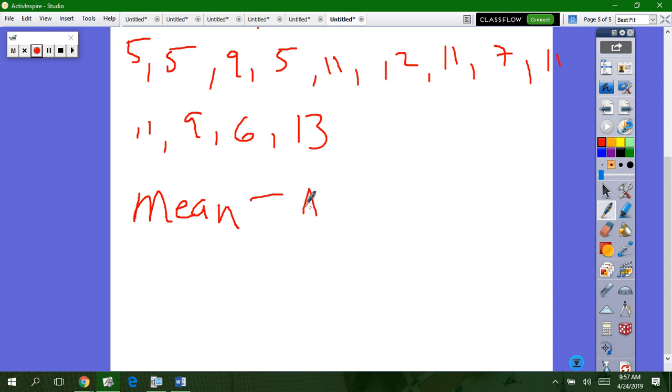Mean. Another name for mean is average, right? I don't know why we call it a mean and not just an average, but what is an average and a mean? We add them all up, divide by how many there are, correct? Pretty simple idea of what's happening. Okay, what's the median?